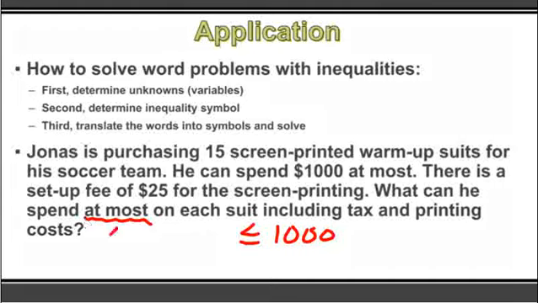They're purchasing 15 suits. We don't know the cost. So I'm going to put the C with the 15 because they're buying 15 of those. Plus, you have to pay the setup fee of $25. Now, we could actually solve for C, but that we'll get to in another lesson. Right now, we just wanted to write our inequality.